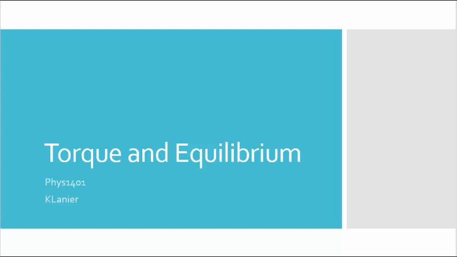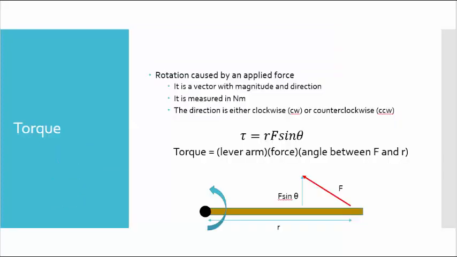So here are the notes for torque and equilibrium. We're going to talk about what happens when forces make objects rotate, and then what we're really talking about when an object is in equilibrium, which we talked a little bit about when net force was equal to 0. So let's start off with torque.